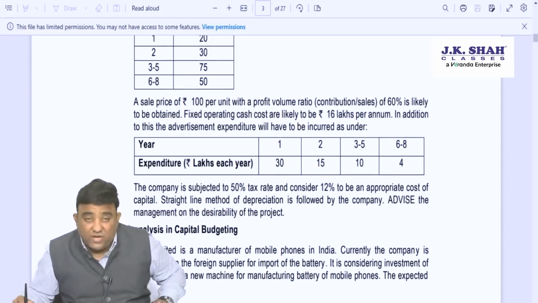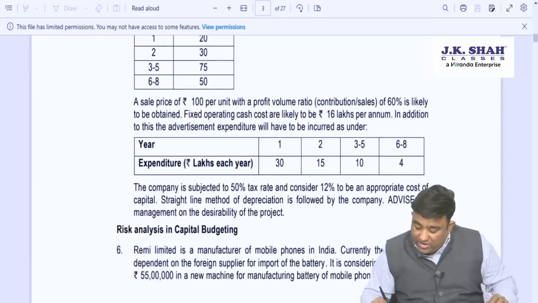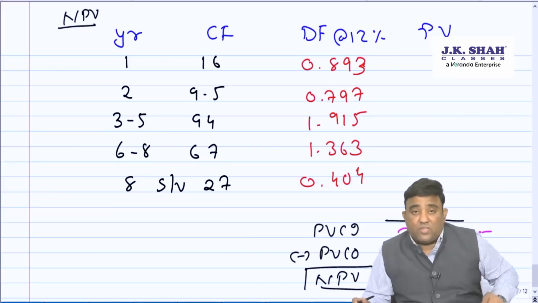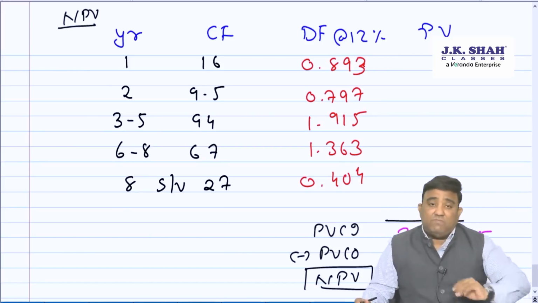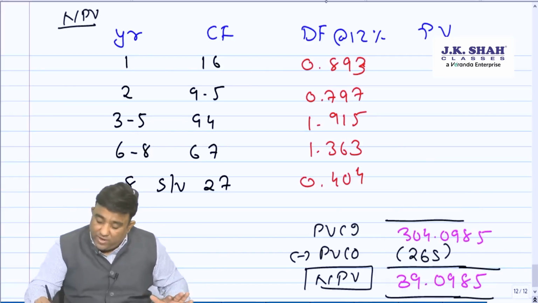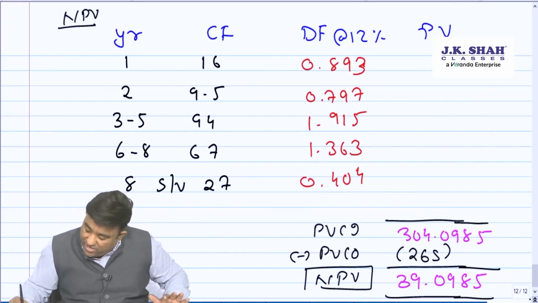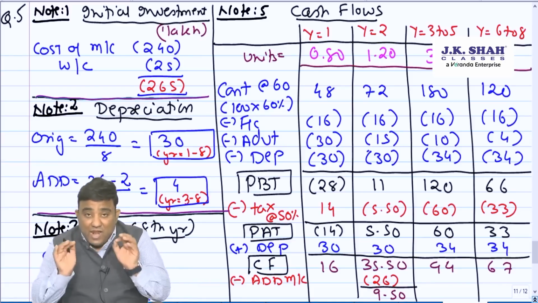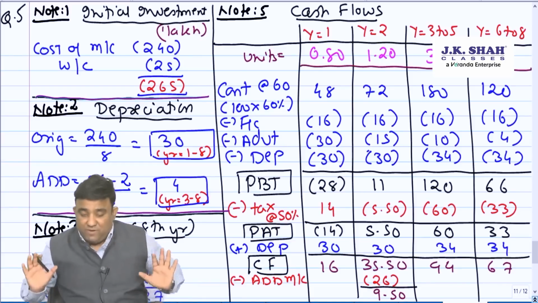Student, as NPV is positive, check out the last line. Advise the management on desirability of the project. So we can write a sentence at the end of the example that as the NPV is positive, it is advisable for the management to get hold of the project. Clear everyone? I think very classic student, very important last minute revision bucket.